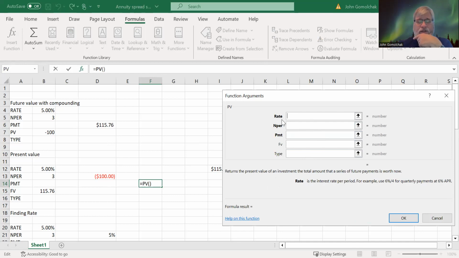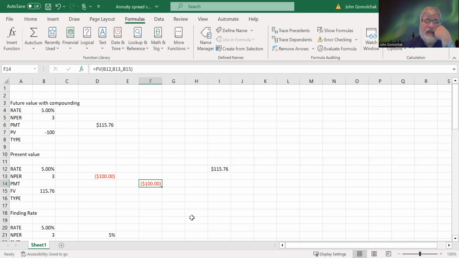And the boxes are rate, number of periods, payment, future value, and type. So what we need for this one is rate. So it's going to be the 5% rate. I'm going to use cell B12. Number of periods is asking for a number of periods. I'm going to click over here. That's B13. Payment is not valid for this, but future value is something that we have. So I'm going to use cell B15. I click OK, and you see that it gives me my $100.